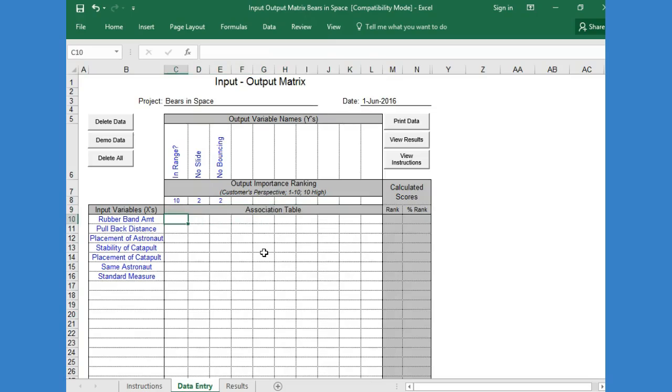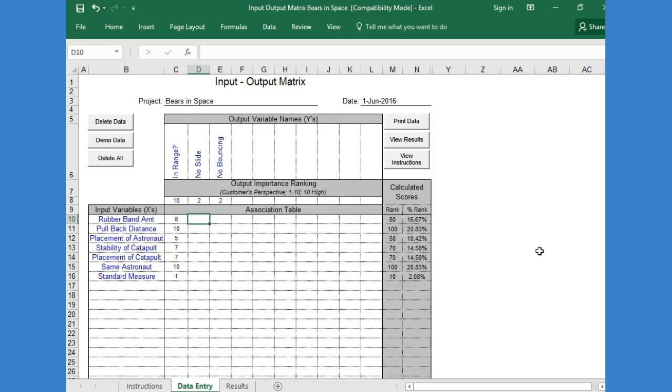Okay. So now we can go in and start putting the scores in. As far as how it affects range, we've got two things that are tied at 100, which is the pullback distance and using the same astronaut, both scored exactly the same. Now we could go through each of these things and look at how they affect no sliding, and how they affect not having it bounce too much.